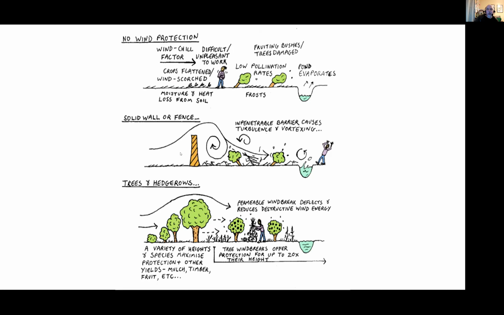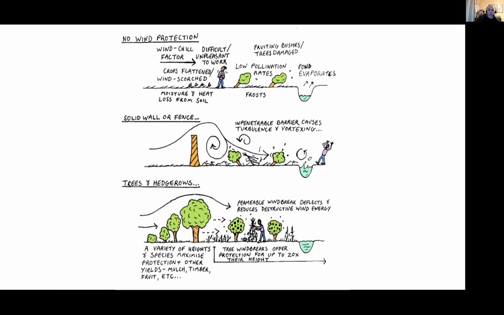The wind will hit our impenetrable wall. It's got nowhere to go, so it goes straight over the top. The vortex on the other side causes all manner of problems and damage here. Whereas by having a shelter belt of trees and hedgerows with a variety of heights and different species, we maximise protection and also offer other potential yields.